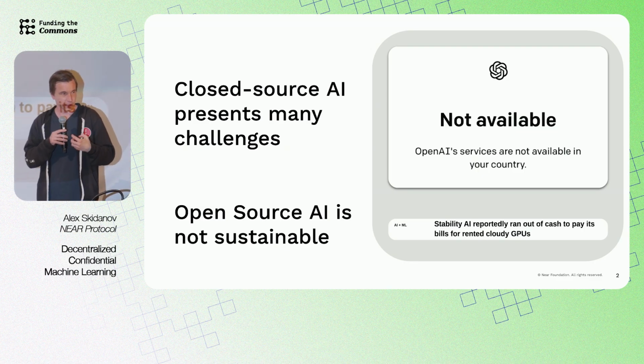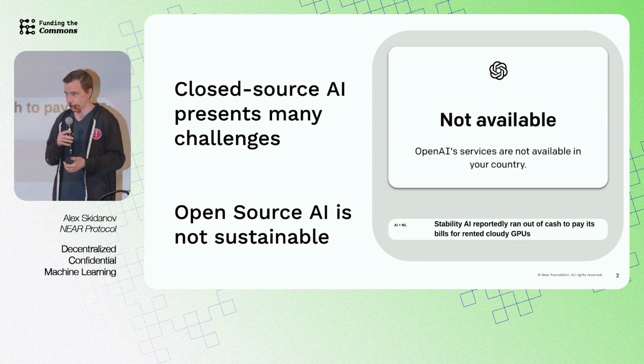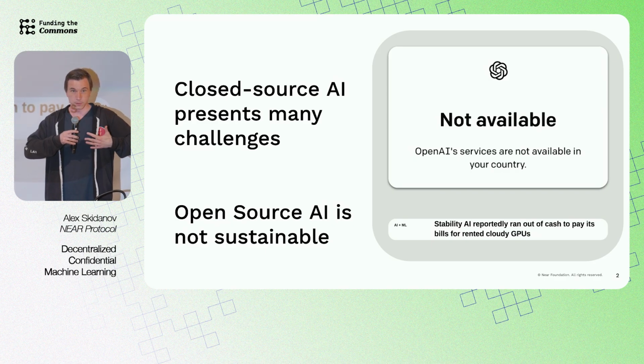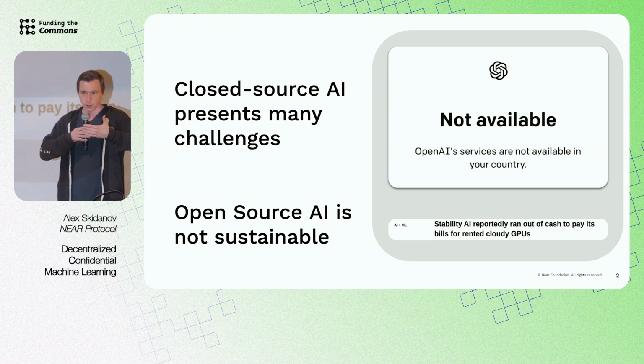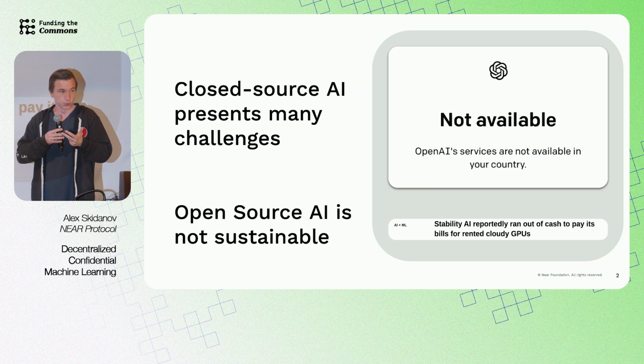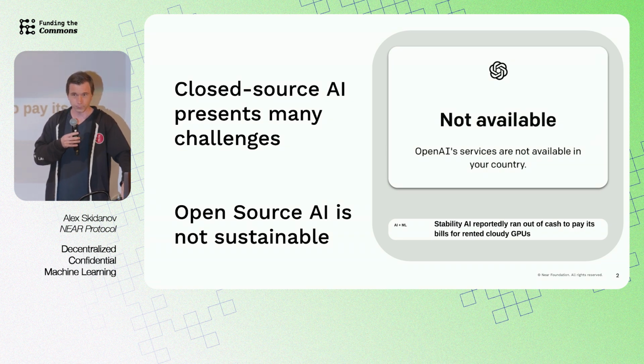And the problem here is very relevant to the name of the event: you need to fund the commons. You need somehow people, the community, the society, to make it happen. You need money, you need data, you need compute. All of that is not free. Models are notoriously expensive to train.